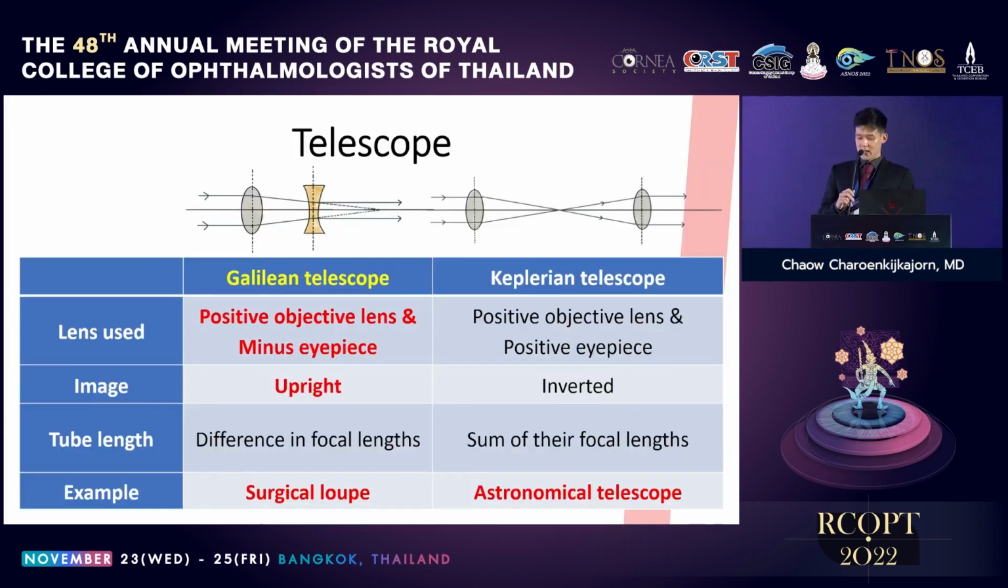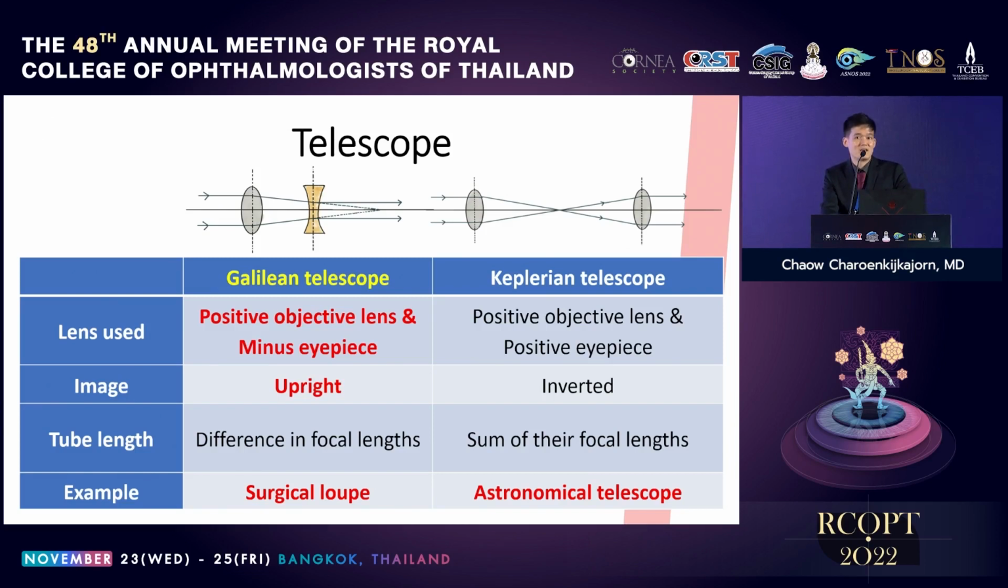We have 2 main kinds of telescope, Galilean and Keplerian telescope. And what we're going to use here is the Galilean telescope. When I think about the Galilean telescope, I think about the surgical loupe that we use to do eyelid surgery or strabismus surgery. And of course, it has to provide an upright image because you cannot do surgery upside down.